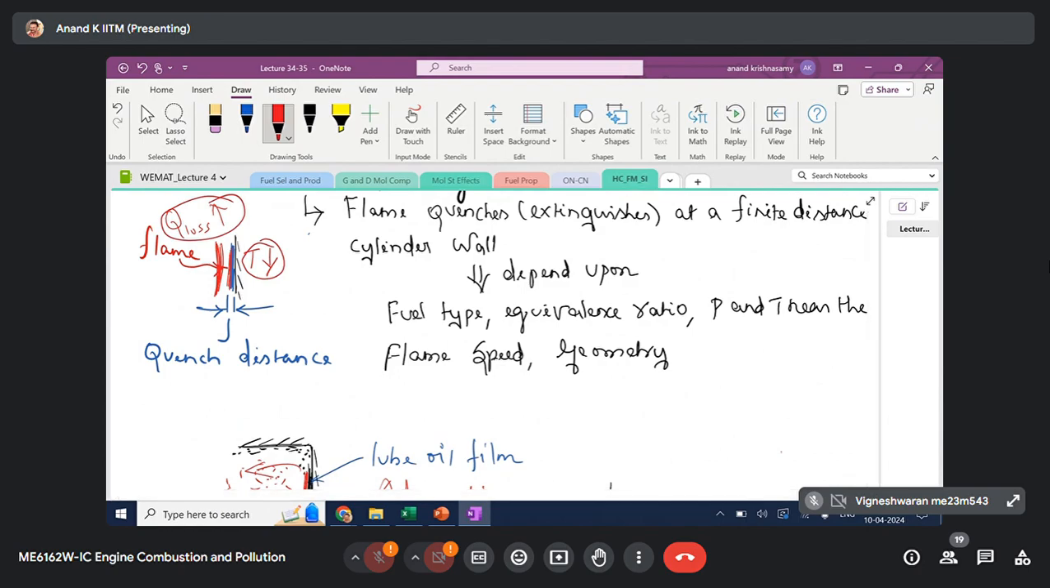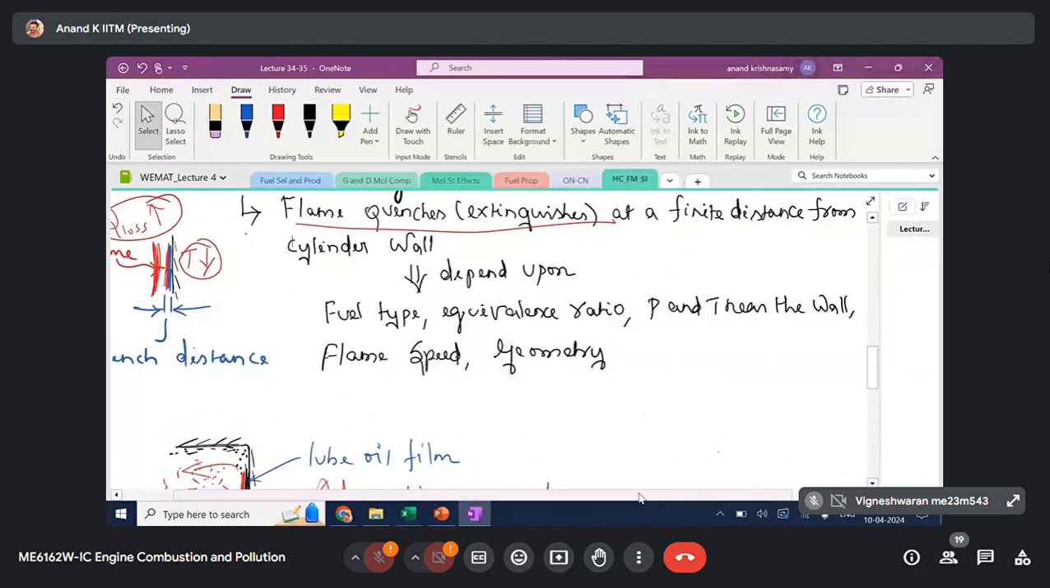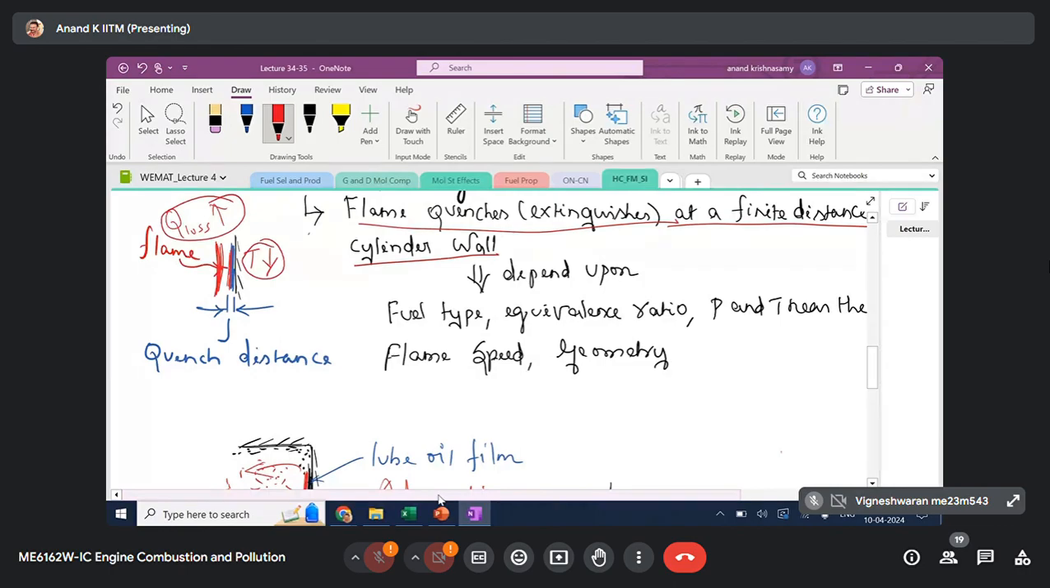If the heat released during combustion is less than or equal to the heat lost from the combustion region, the flame cannot survive. The flame is going to get quenched. So the flame quenches at some distance away from the wall, at a finite distance. What we want to convey here is that the flame cannot move all the way to the wall; it is going to get extinguished at some distance away from the wall. That distance is referred to as the quench distance, as indicated here.